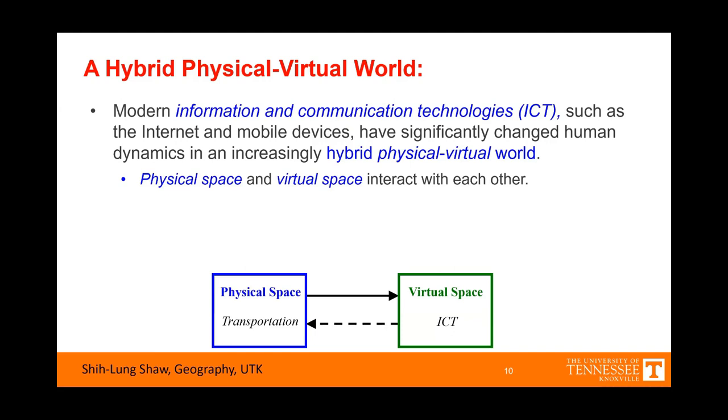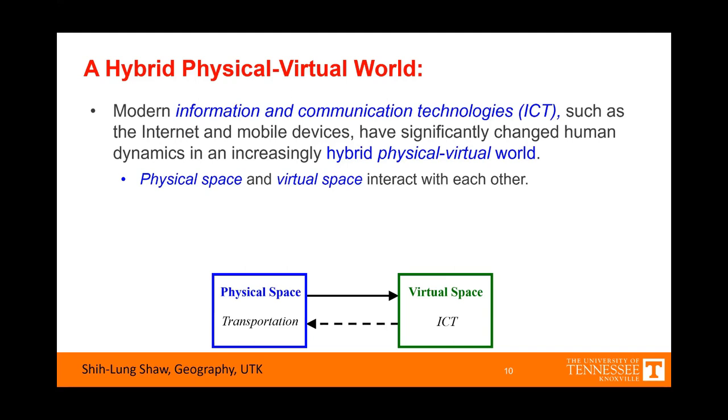So in physical space, how do we move around? We rely on transportation systems to move from one location to another in order to carry out different activities to fulfill our different needs. But now in virtual space, what kind of tools do we use to navigate in cyberspace? ICT, our smartphone, internet, and so on and so forth. And more importantly, what we do in physical space is not isolated or independent from what we do in virtual space. So they actually influence and are influenced by each other.